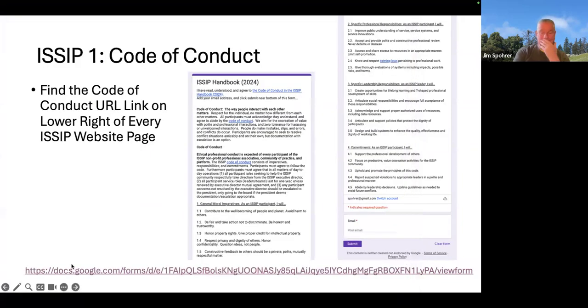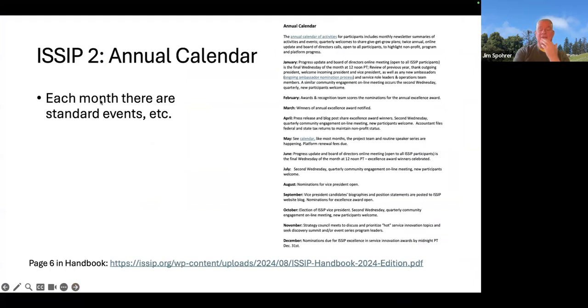learning item for ISSIP. The second learning item is the annual calendar, and each month there's standard events. So January, February, March. This is in the ISSIP handbook. Again, this section B and C come from the ISSIP handbook. The ISSIP handbook, remember, if you go to the ISSIP website on the lower right-hand corner down there, you'll see a link to get you to the ISSIP handbook, which is only about 10 or 12 pages long. So it's pretty easy to read. And each page is something like, I think, page 6. Yes, page 6 in the handbook is the annual calendar.